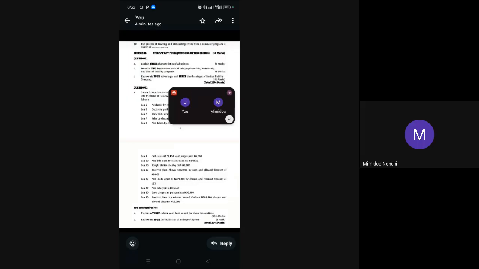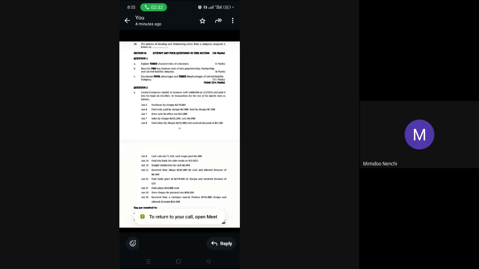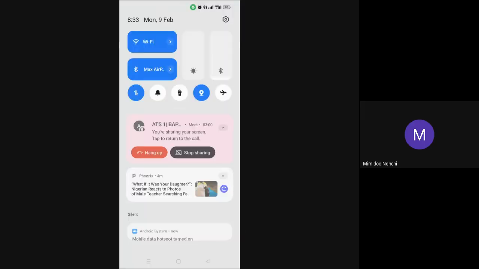Cash wages paid 5,000. 10th, paid into bank the sales made on 9th January 2022. 10th, bought stationaries by cash 5,000. 12th, received from a buyer 392,000 by cash and allowed discount of 8,000. 22nd, paid Audu gross of 270,000.